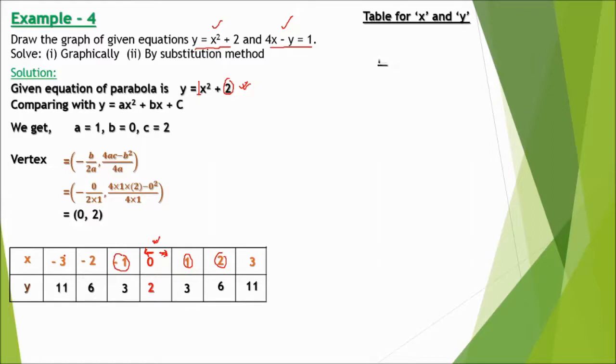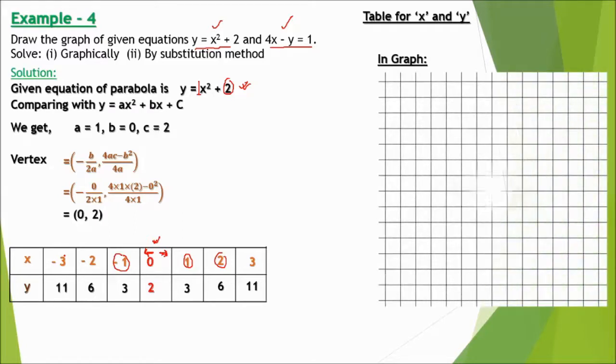So in graph, now you can see the graph paper, and the axes are there. Let's name them, and let's see the unit also. The square box is equal to 1 unit.